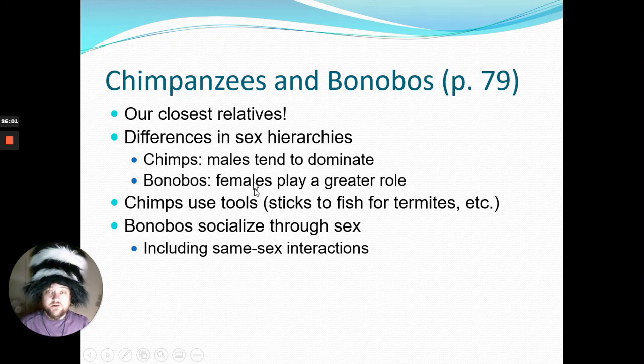Bonobos. Along with the fact that females play a greater role, one thing that researchers find really interesting about bonobos is that they socialize through sex. So if there's a conflict, it'll be resolved through sexual activity. If they're in the woods, doing their thing, and they come across a huge spread of food, like a lot of fruit, that's stressful, right? So they start having a lot of sex before they even start to eat. So that's interesting, and it includes same-sex interactions.